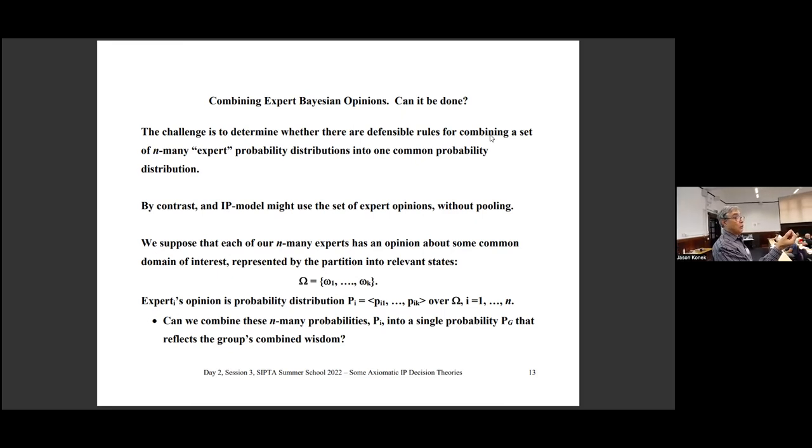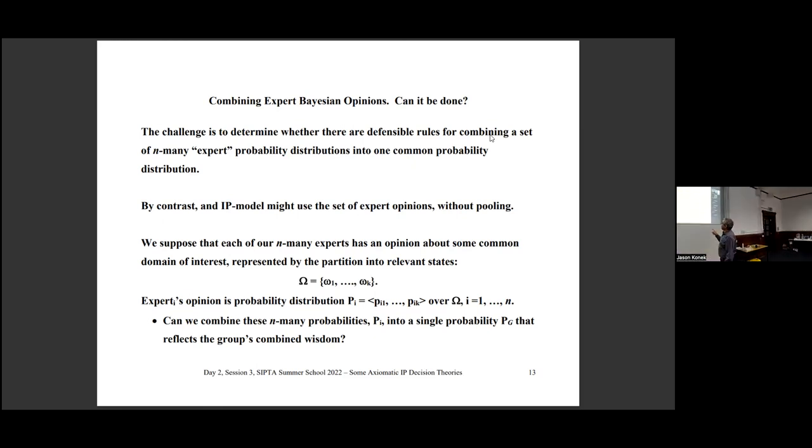I want to say no, though there is a sense of yes and a sense of no. Are there rules for combining a set of n many expert probability distributions into one distribution that preserves what all the agents would agree unanimously on? The consensus that they all have. You want to preserve that with the representation of the pooled opinion, because if the pooled opinion doesn't preserve what there's consensus about, the pooled opinion would say do A, and they're all saying do B or something.